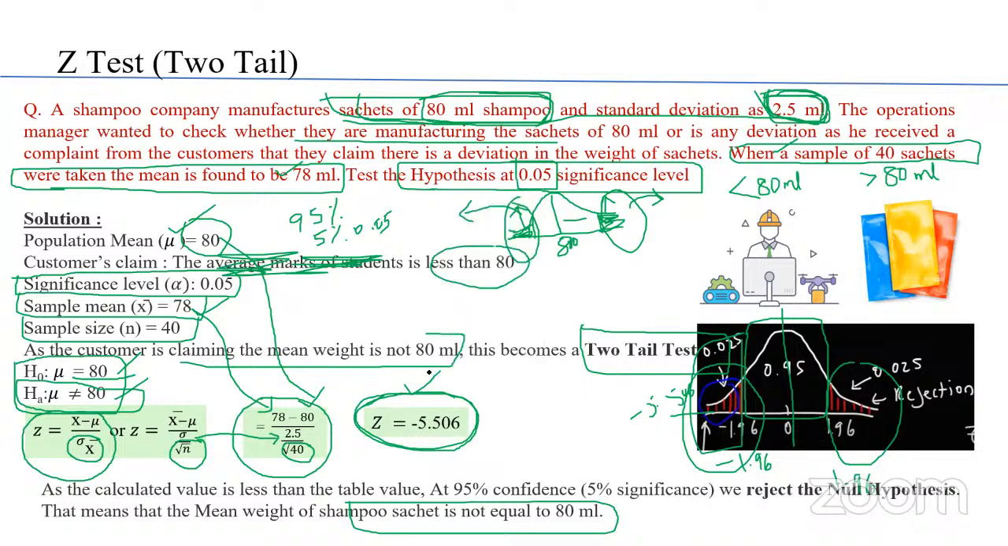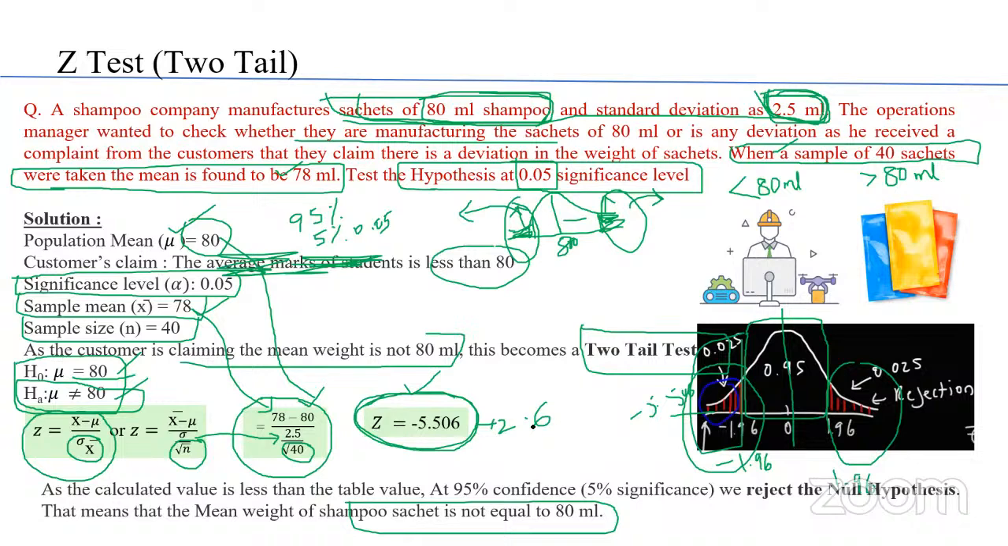Suppose it goes beyond the threshold limit. If it has become like plus 2.6, that shows that the producer's loss is more. In this case, customers are losing more, because we are telling 80 ml, but the majority of people are not getting that. So this is the problem, right?